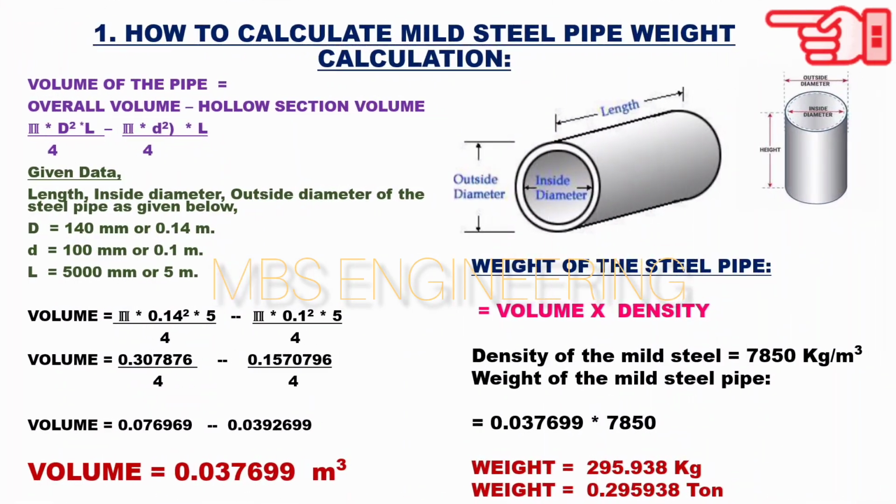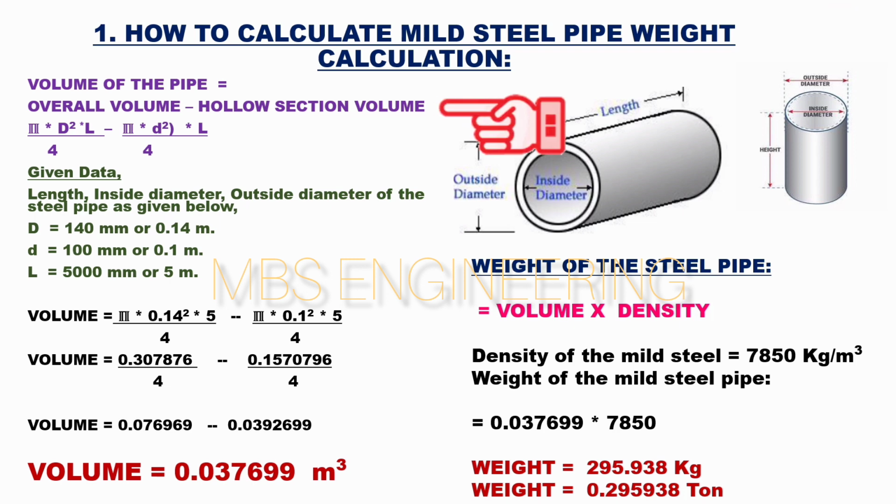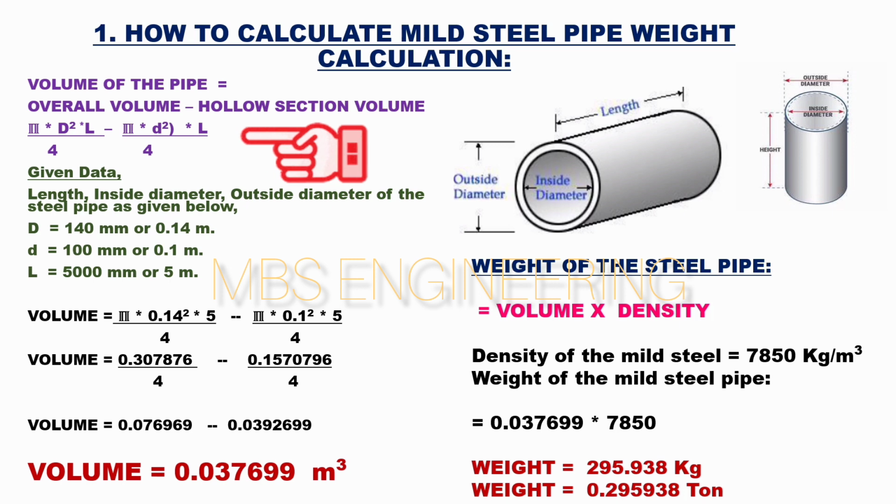Next, we learn about how to calculate the volume and weight of the steel pipe. The volume calculation formula for a steel pipe is: volume of the steel pipe is equal to overall volume of the steel pipe minus hollow section volume of the steel pipe. The overall volume formula is pi into capital D square into L, and the obtained value divided by 4. The hollow section volume formula is pi into small d square into L, and the obtained value divided by 4.